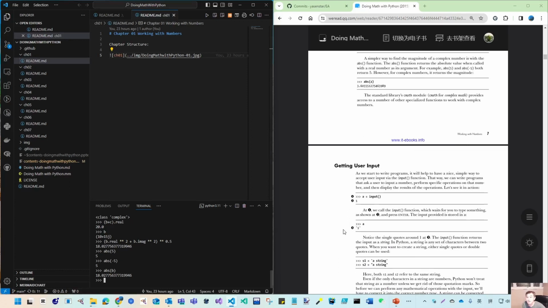And then in the next video, we will start to do some interaction with the computer. So now you just input something and you immediately get a result, and the computer looks like just a calculator. But next, let's talk about how the computer gets user input. So see you in the next video.